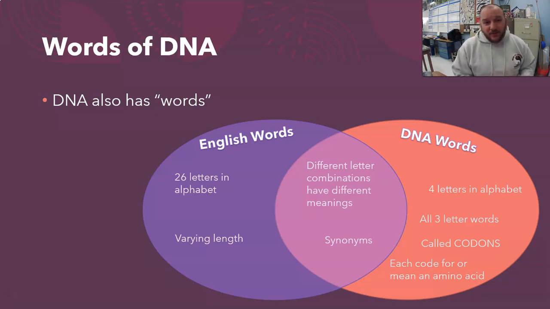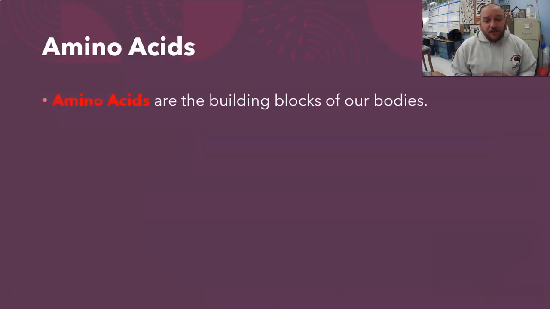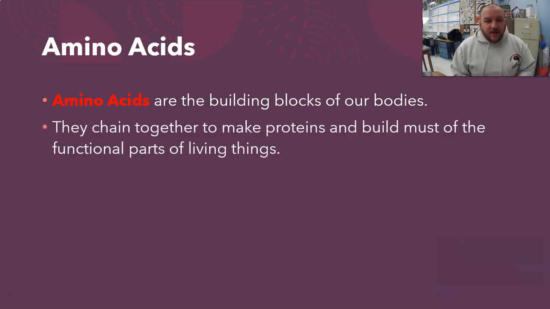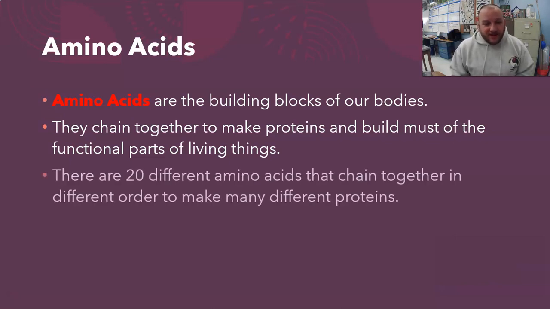And I want to explain what amino acids are for just a minute, and then I'll come back to talk about codons one more time. So amino acids are the building blocks for our bodies. They're super important to put us together. It's just a question of how we organize them. To make skin, or part of our liver, or part of a leaf, or whatever, are all different arrangements of amino acids. These amino acids chain together to make up things called proteins, and they build most of the functional parts of living things. So proteins are really important, and they're built out of amino acids.